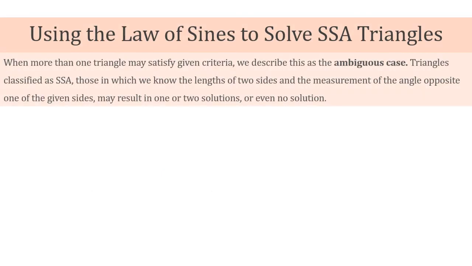So when we're dealing with side-side-angle triangles, we have to be careful. When more than one triangle may satisfy given criteria, we describe this as what is called the ambiguous case. Triangles classified as SSA and only SSA are those in which we know the lengths of two sides and the measurement of the angle opposite one of the given sides. In that scenario, we know that it may result in either one solution, meaning one triangle, two solutions, meaning two triangles, or no solutions, meaning no triangles.